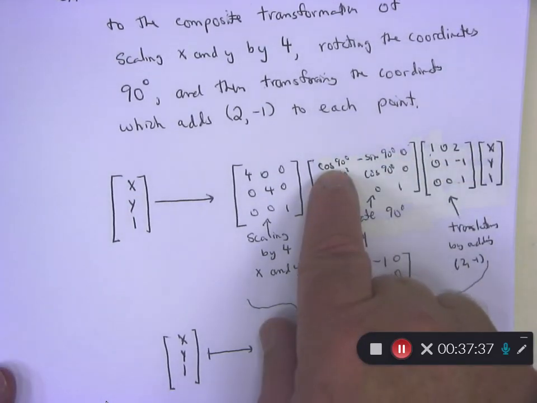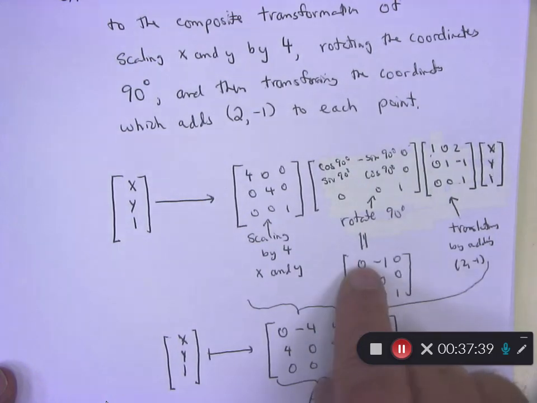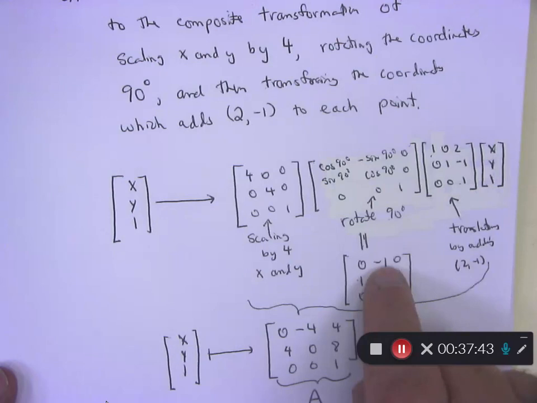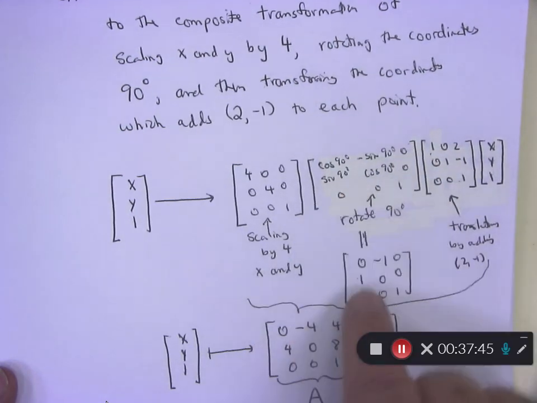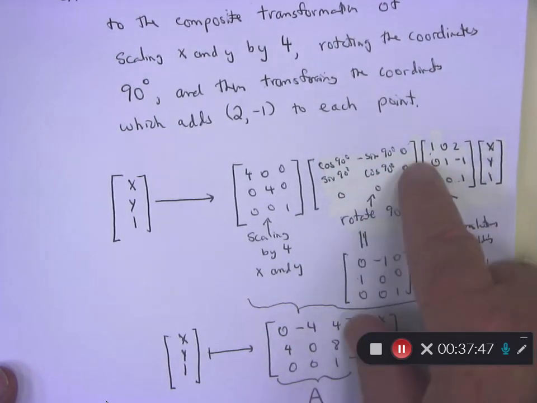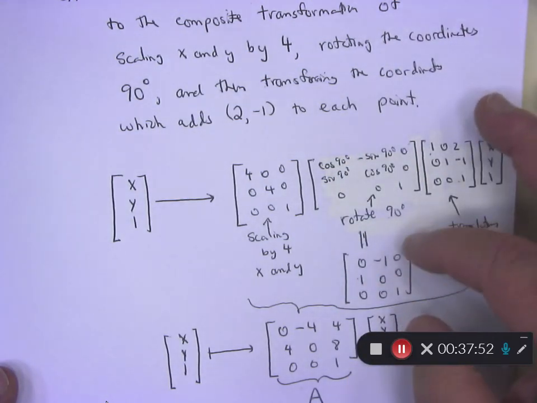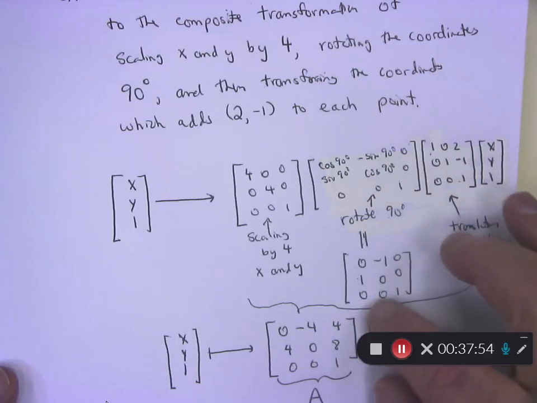Now, for this guy, I just went ahead and made it simple for you. What's the cosine of 90 degrees? 0. What's sine of 90 degrees? 1. With that negative out front makes it negative 1. That's 0. Sine of 90 degrees is 1. Cosine of 90 degrees is 0. That's a 0 and 0, 0, 1. So this matrix really becomes 0, negative 1, 0, 1, 0, 0, 0, 0, 1.